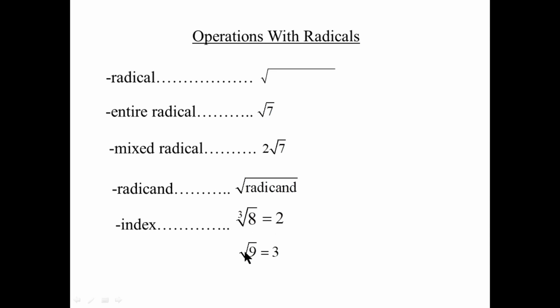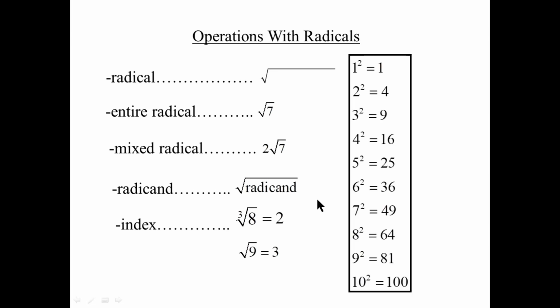The square root of 9 means the number that, when used as a factor twice, gets me to 9. That's what a square root is. 3 times 3 is 9. So we have root 9 is 3, and third root 8 is 2.